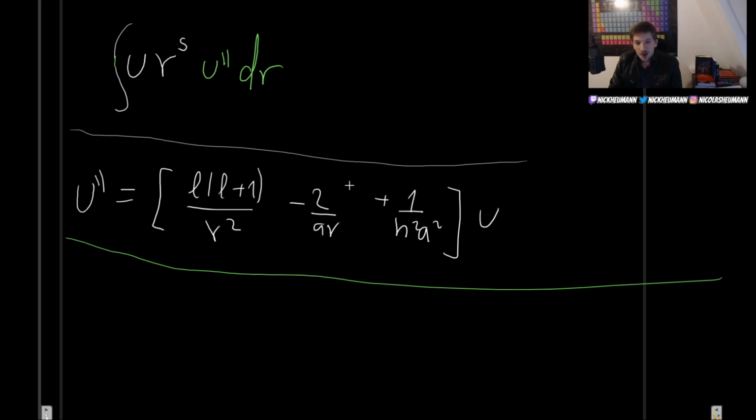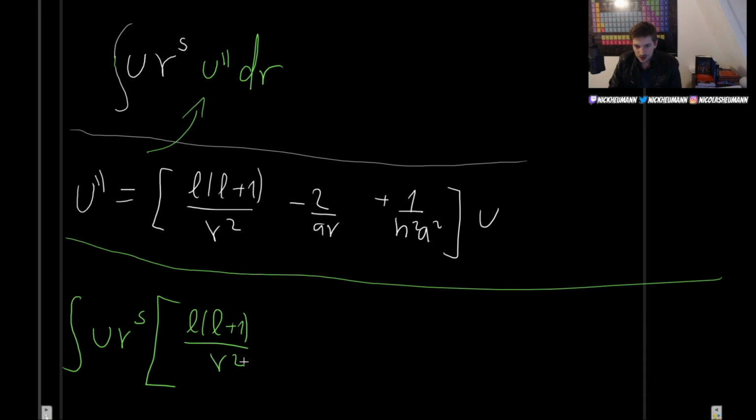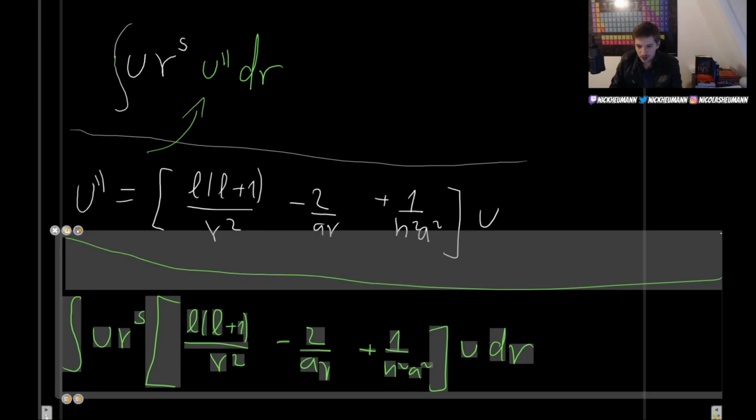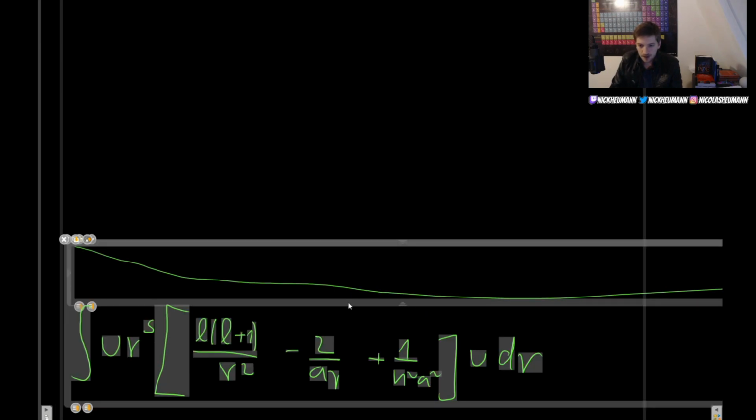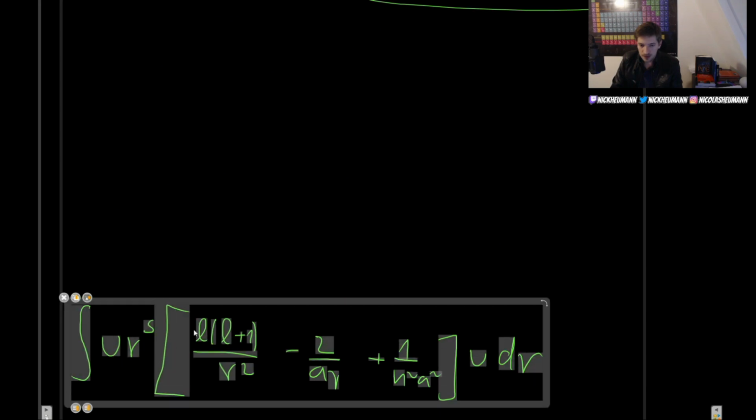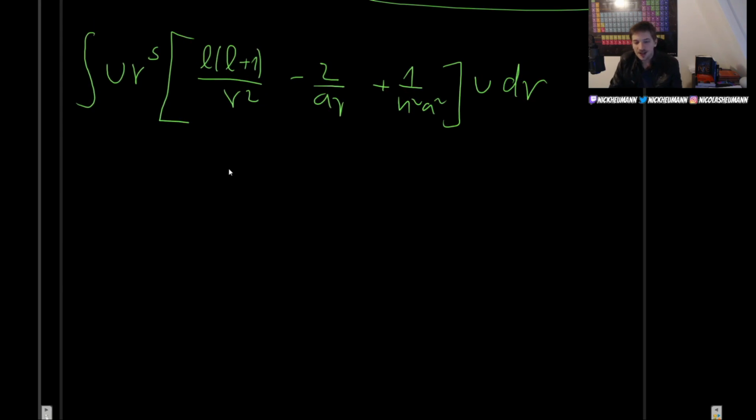What next? Well, we want to solve this, so let's begin by plugging in u prime prime into that integral. So we will have the integral of u r to the s times, and then we have l plus 1 over r squared, and then we get, well, minus 2 over a r plus 1 over n squared a squared, u dr. Okay, so let's now multiply through in the next page. All right, now let's multiply through.